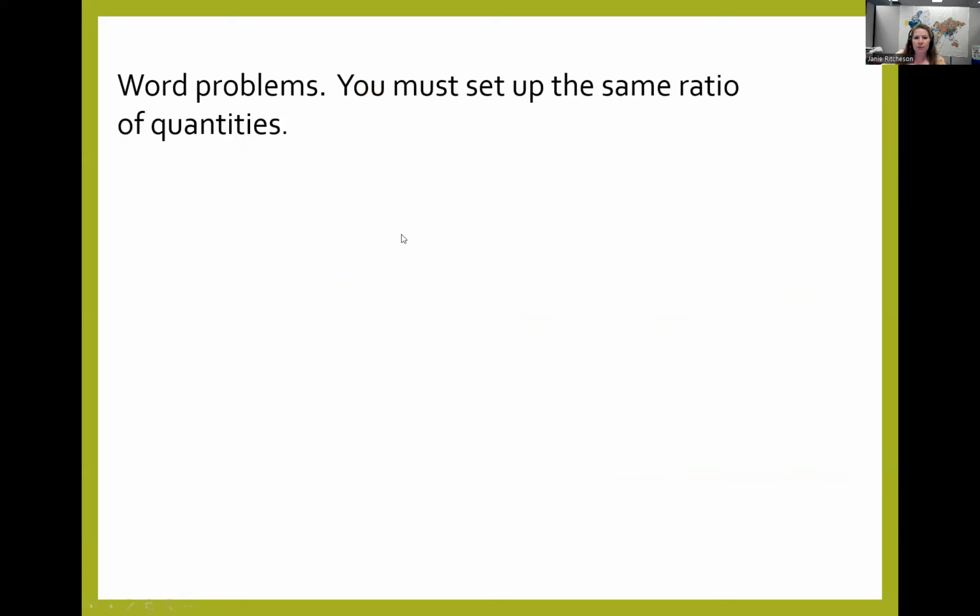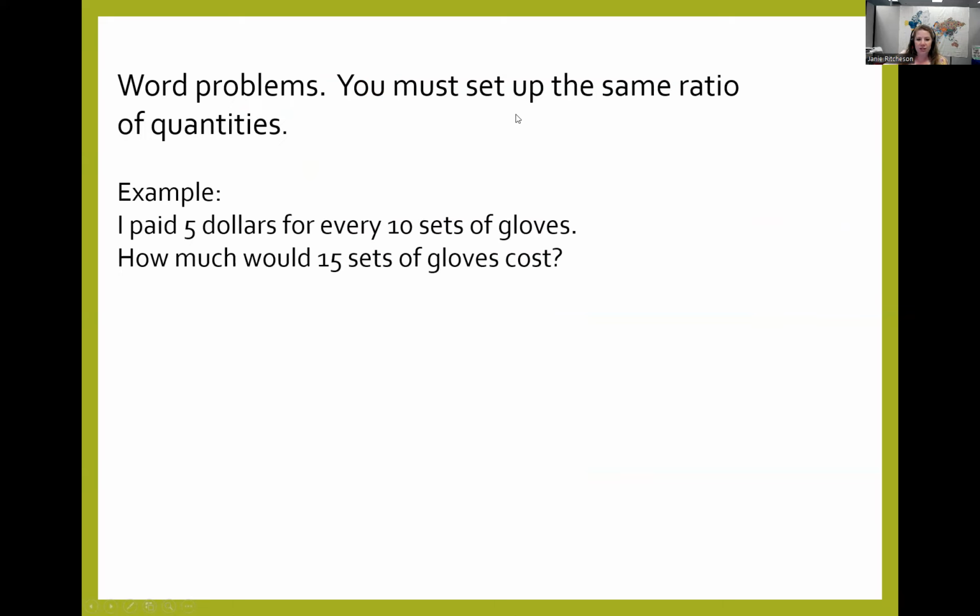All right, word problems. You must set up the same ratio of quantities. What does that mean? All right, so let's look at this. I paid $5 for every 10 sets of gloves. How much would 15 sets of gloves cost? All right, so since we have two things, we have dollars and we have gloves. So you're going to make sure if you put dollars on the top over gloves, you need to do that for both proportions. Okay, so $5 to 10 sets of gloves.